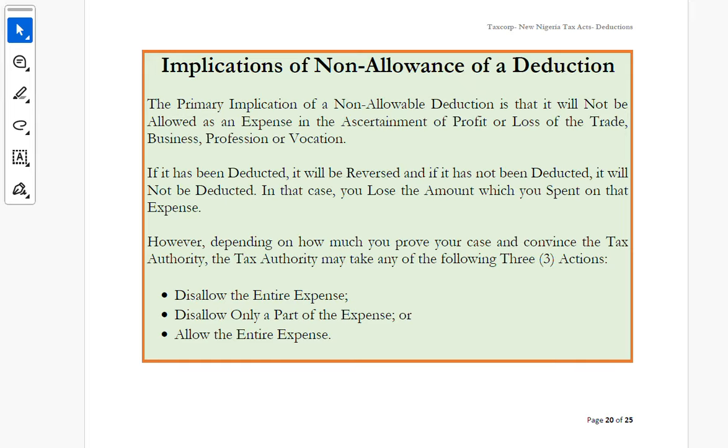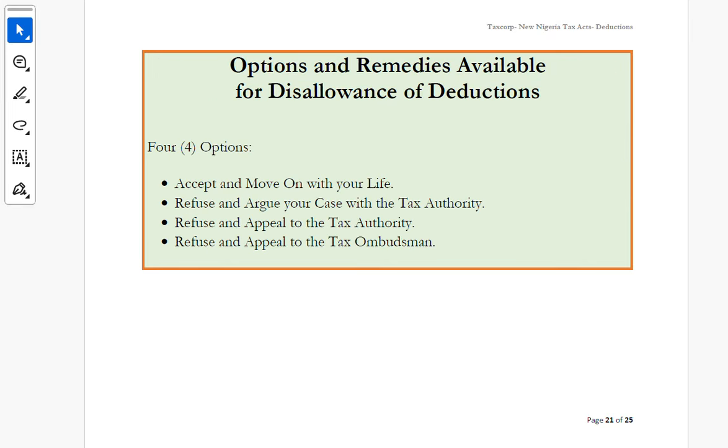And if it has not been deducted, they won't allow you to deduct that. In that case, you lose the money. You lose everything. So you have to be careful. However, depending on how much you prove your case and convince the tax authority, they may take any of the following actions. They may disallow the entire expense if you were not able to prove, they may disallow only a part of the expense, or they may allow the entire expense.